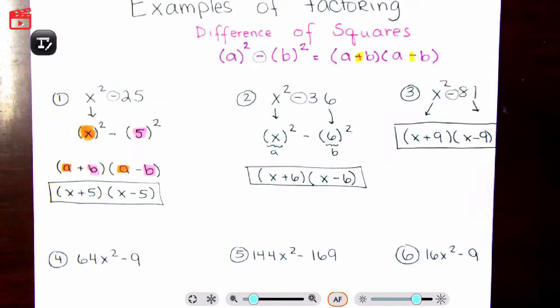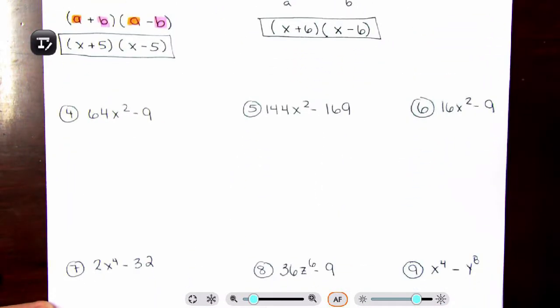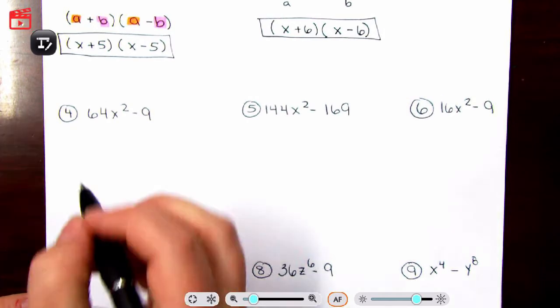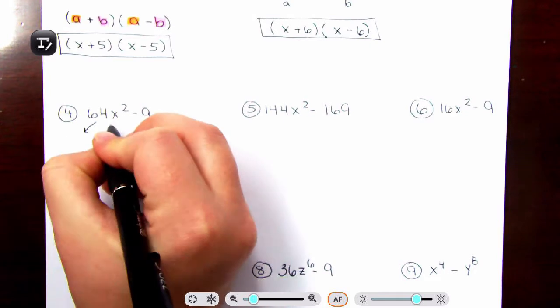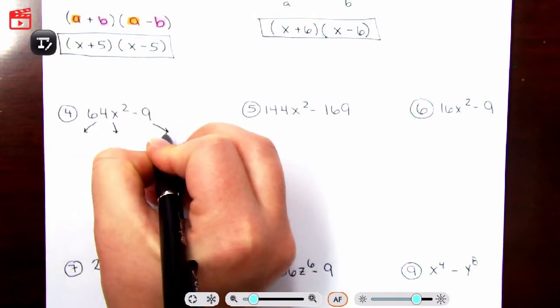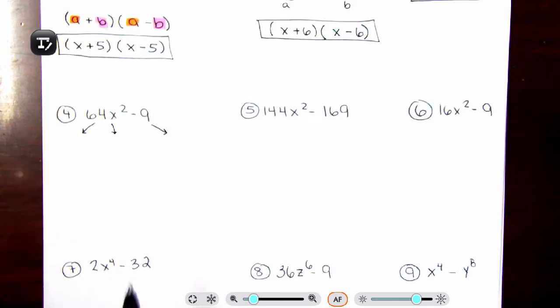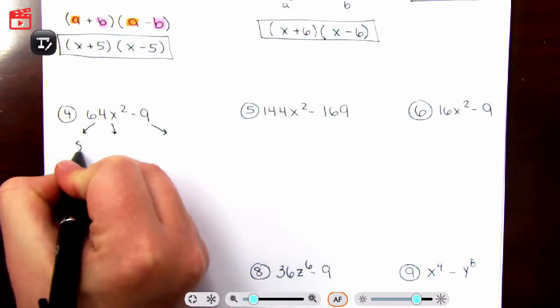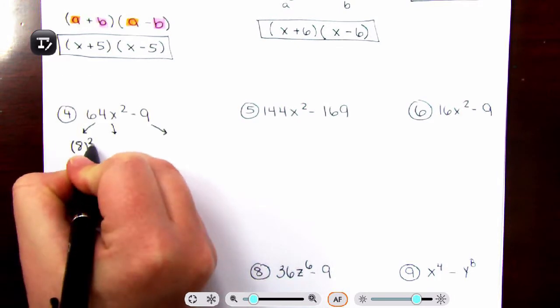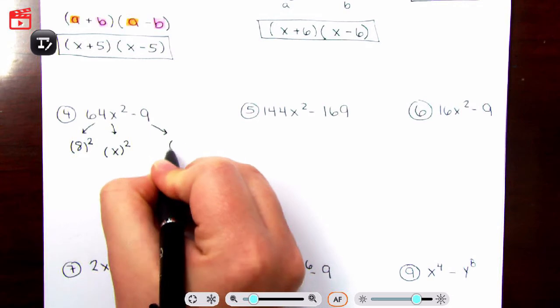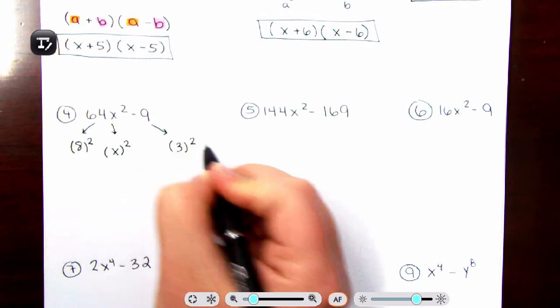Let's move on to example number 4. For example number 4, it looks like we have 64 x squared minus 9. We have two things in the first term. That's okay. You're going to treat them as two separate things in the beginning, and then you're going to treat 9 as a third thing, even though we still need two things. 64 is 8 times 8, so we have 8 squared. x we can rewrite as x squared, and 9 we can rewrite as 3 squared.